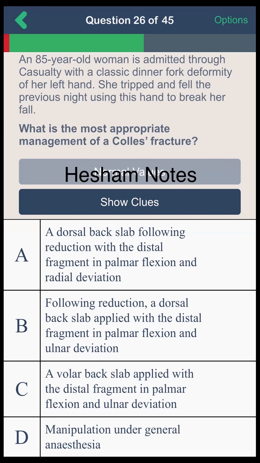So we do it with a dorsal backslab because the Colles fracture is dorsally displaced and radially displaced, so we reduce it in palmar flexion and ulnar deviation.